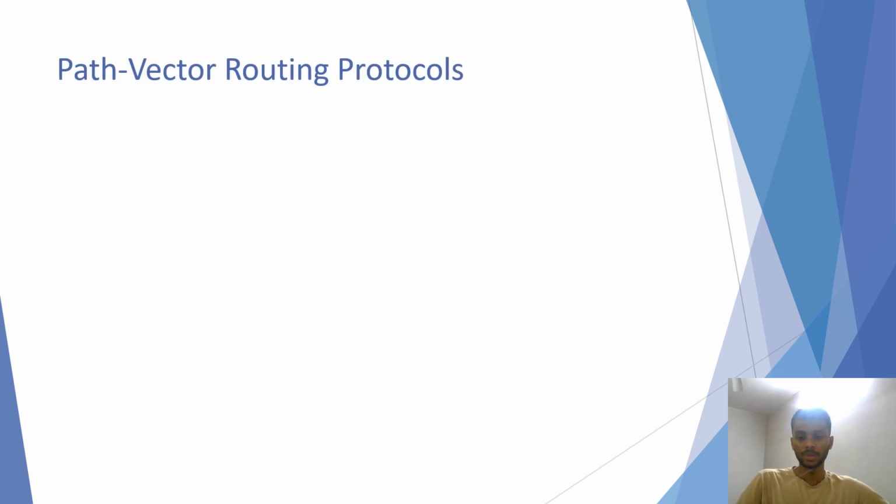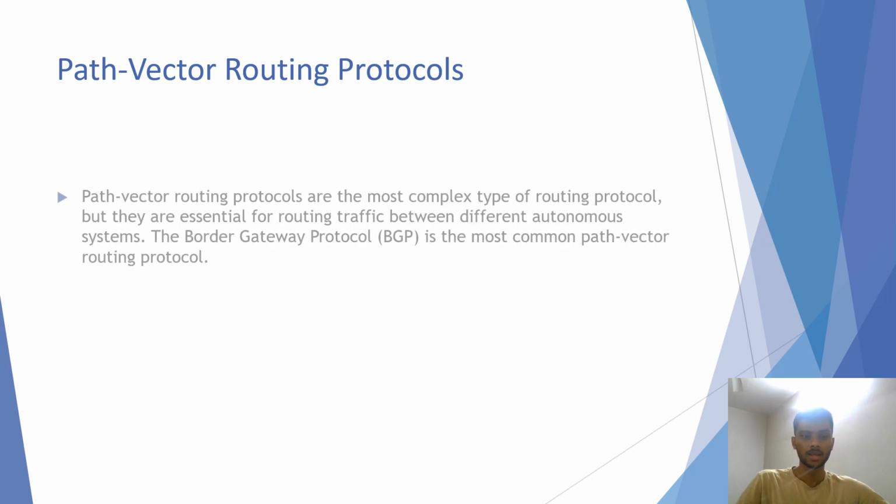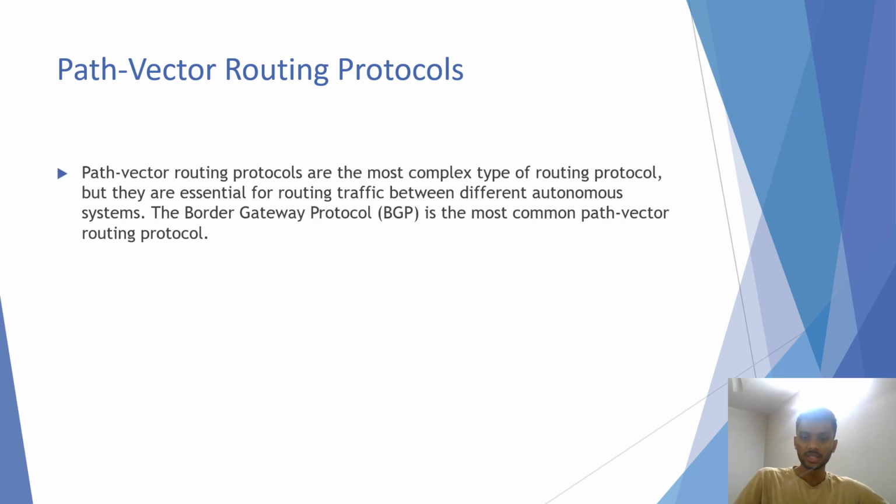Next topic is path vector routing protocols. Path vector routing protocols are a more complex type of routing protocol, but they are essential for routing traffic between different autonomous systems. The Border Gateway Protocol is the most common path vector protocol. A path vector protocol is a more algorithmically complex routing protocol which is usually used to manage traffic between autonomous systems. This is the most common path vector routing protocol in the world.